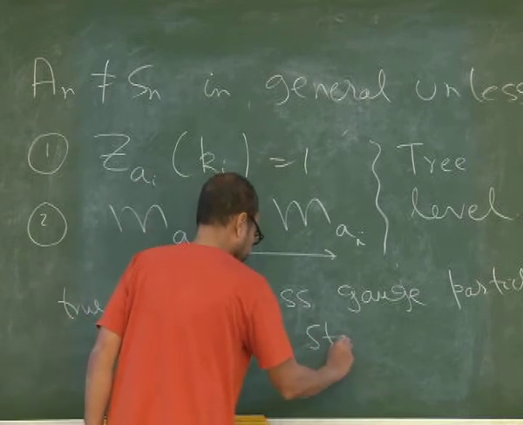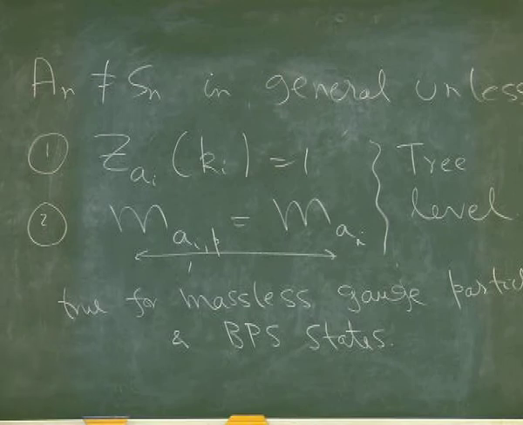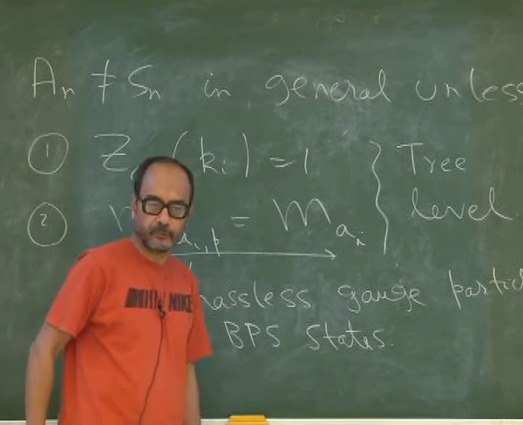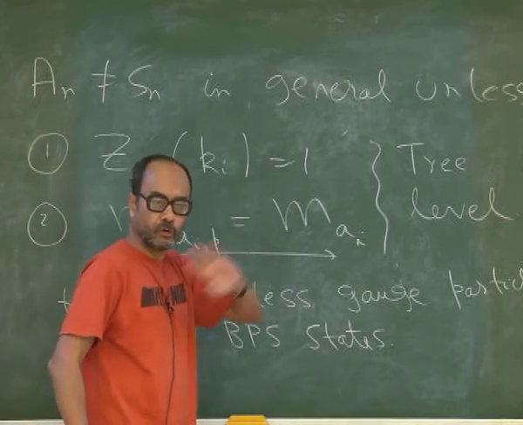BPS states are states whose masses are protected by supersymmetry, so there is no mass renormalization. So for BPS states, this would be true. But even for BPS states and massless gauge particles, this in general is not true once you go beyond tree level.